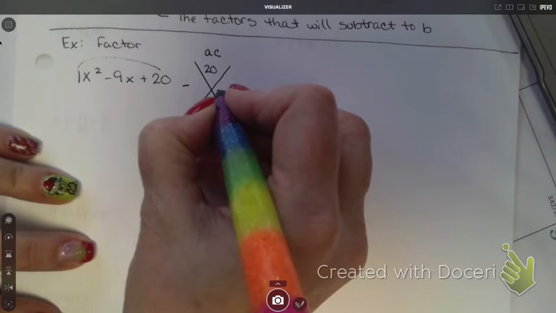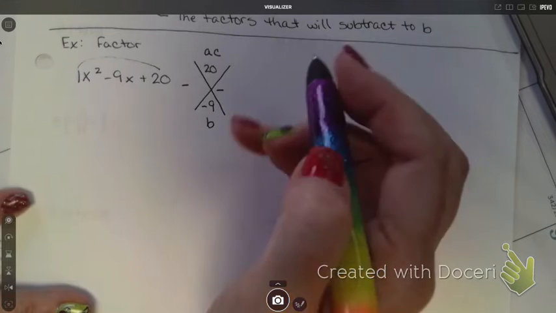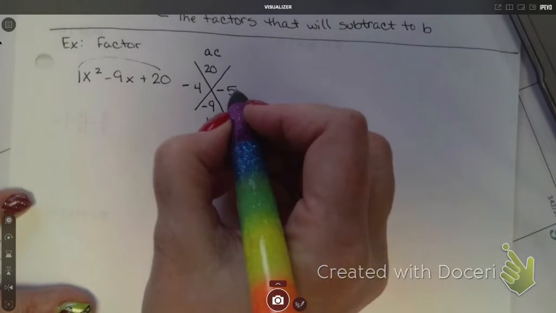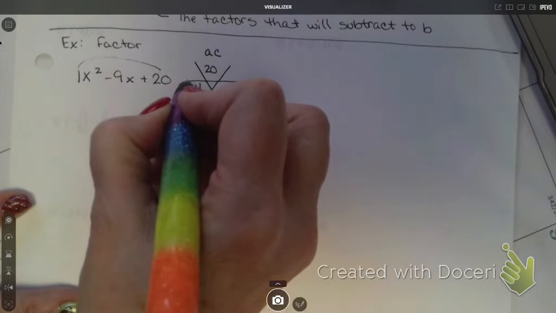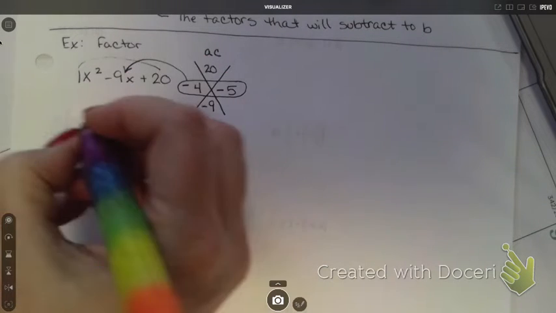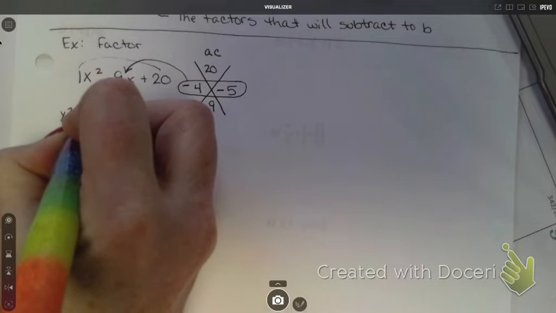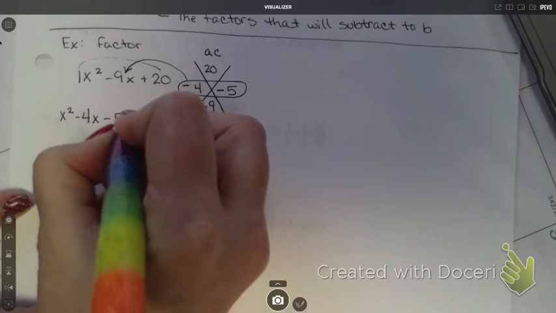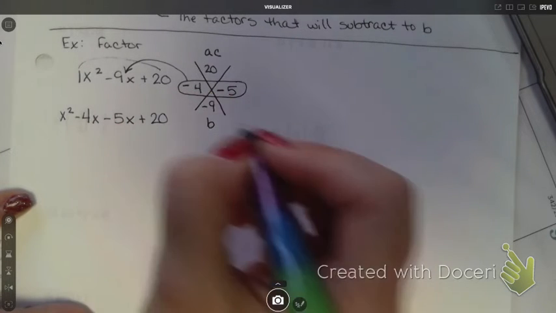So I need the factors of 20 that add to 9. 4 and 5. Now we're going to take this 4 and this 5 and replace that 9. So I'm going to have x squared minus 4x minus 5x plus 20.